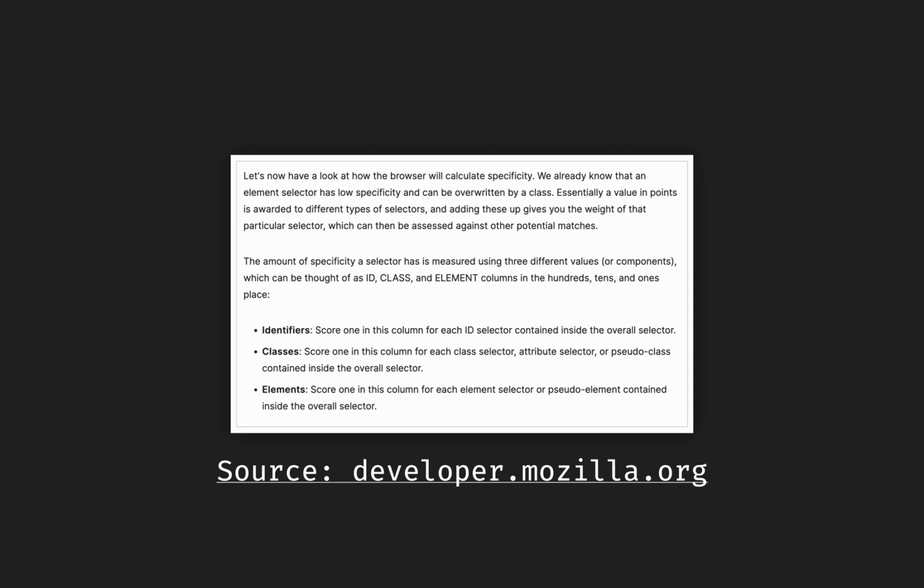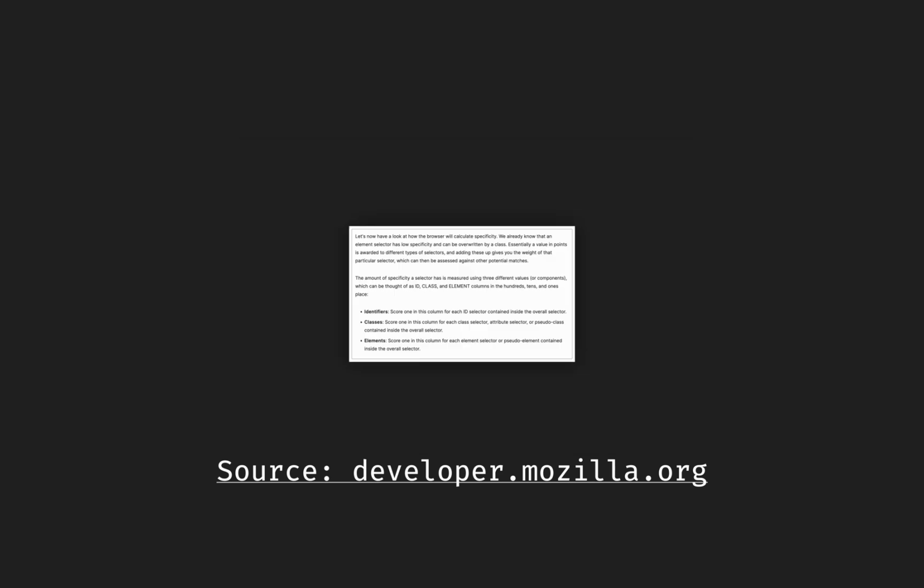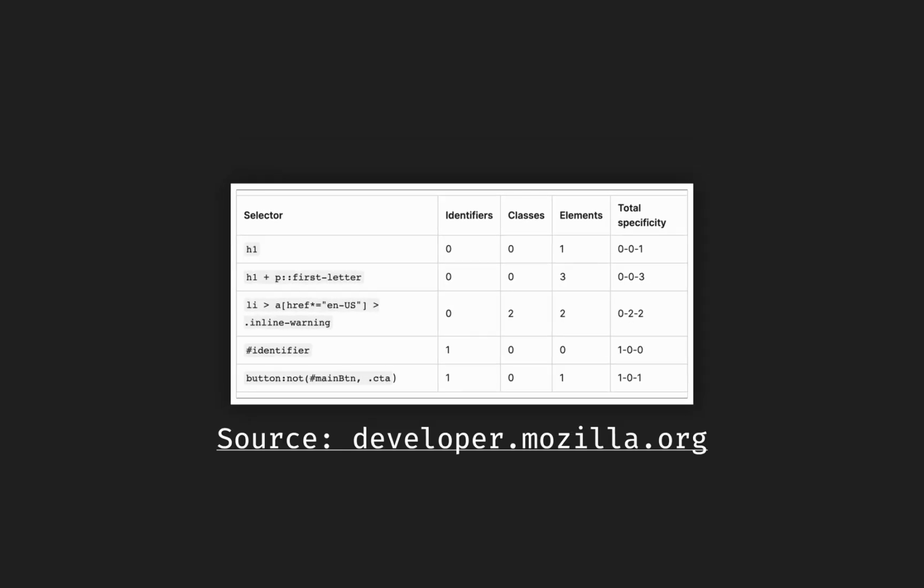So if you have 3 elements, that's 3, 10 elements, that is 10. For classes, if you had 10 classes, that is 100, and if you had 10 IDs, that is 1000. Let's look at this example. Now we have different examples. Even if you don't understand, just have an idea. As we go on, it will be clearer.